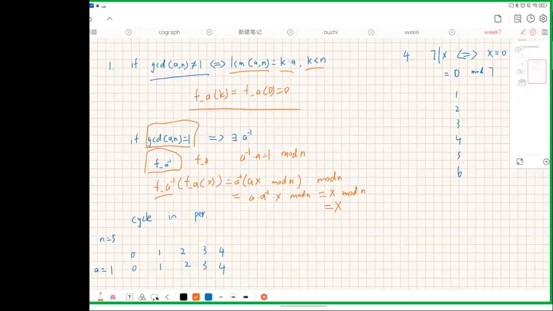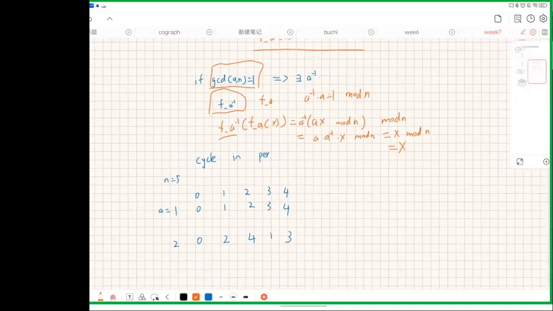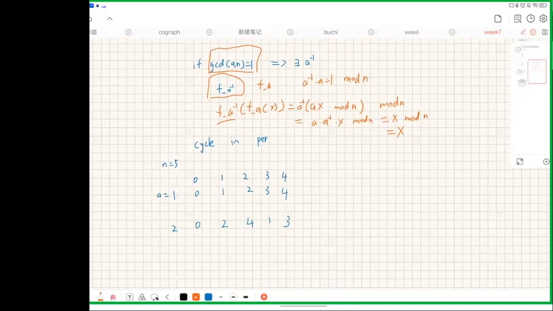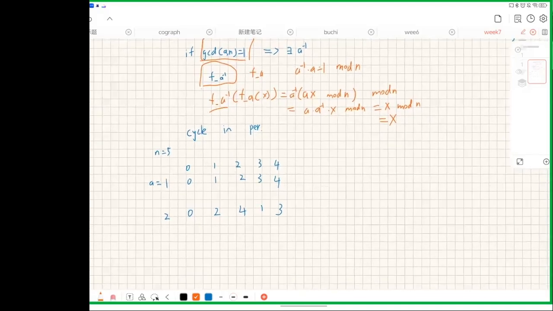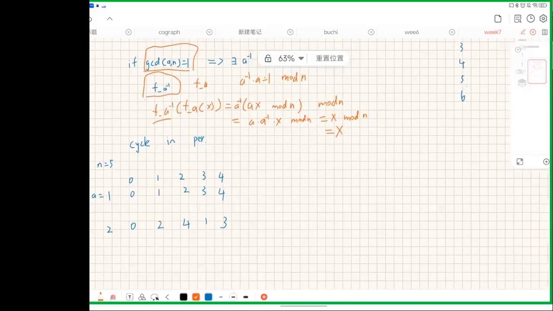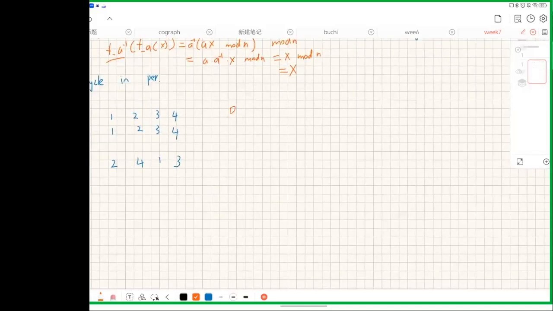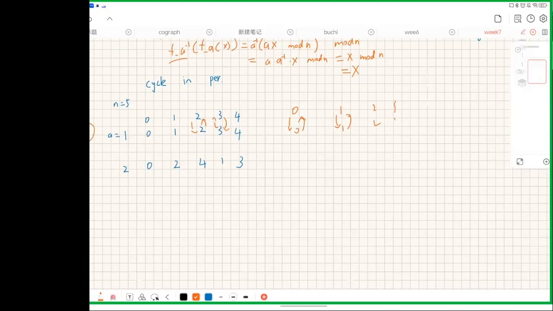Then what's a circle in a permutation? Let's consider when n equals 5 and a equals 1. The domain and range is 0 to 4. When x equals 0 to 4, they just output 0 to 4, right? Because 1 times anything is itself. How many circles does this one have? We have 0 to 0, 1 to 1, and 2 to 2, 3 to 3, 4 to 4. Each of these is a circle itself, right? So we have 5 circles here.